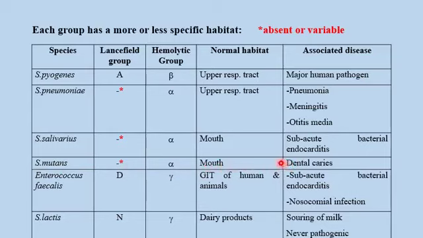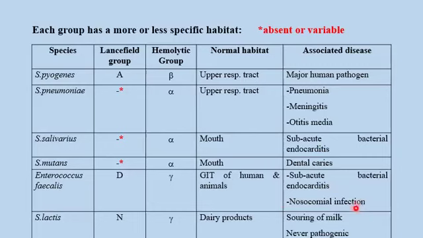cause of dental caries. Enterococcus fecalis, we call it Enterococcus, although it was first known as Streptococcus fecalis, but as it is always present in the GIT of human and animal, they changed the name of its genus to Enterococcus. So it is called Enterococcus fecalis. Lancefield group D, gamma hemolytic, that is to say it doesn't cause hemolysis. It is found in the GIT of human and animals, and it also can cause subacute bacterial endocarditis and is also involved in nosocomial infections.